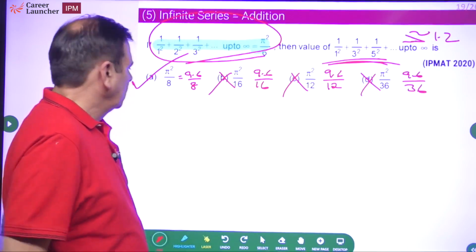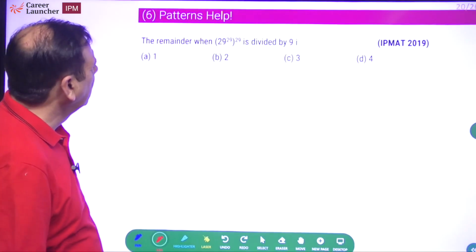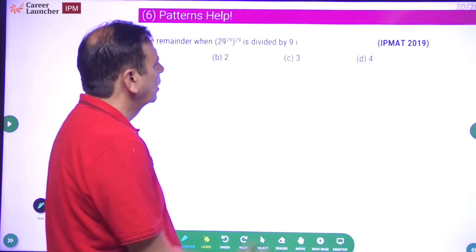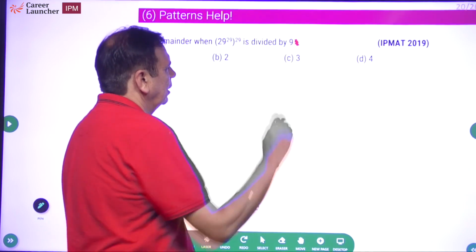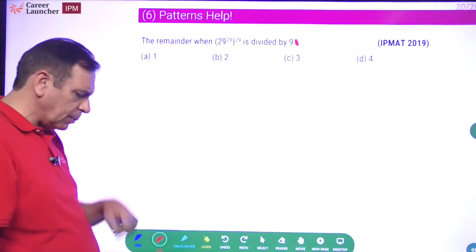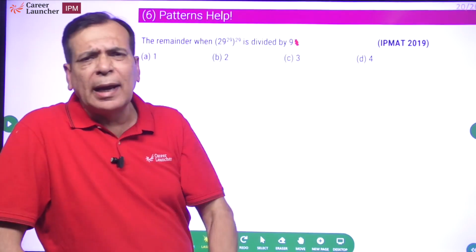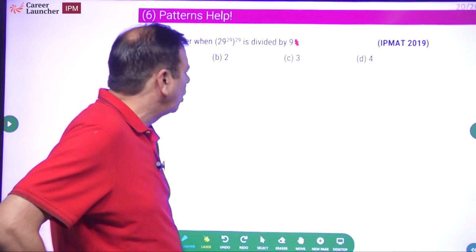Okay. Remainder when 29 to power 29 is divided by 9. Okay, this seems to be some kind of an error, so little. Okay, so what is the remainder when this happens? क्या होता है भाई, चलो ये भी देखते हैं. Divisibility rule 9 का आता है. I'm sure all of you know.